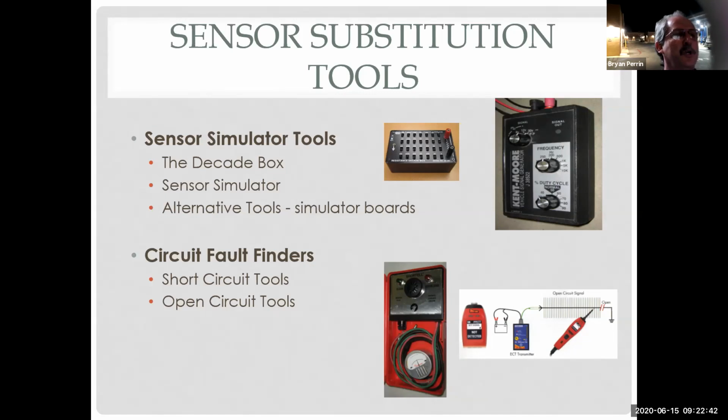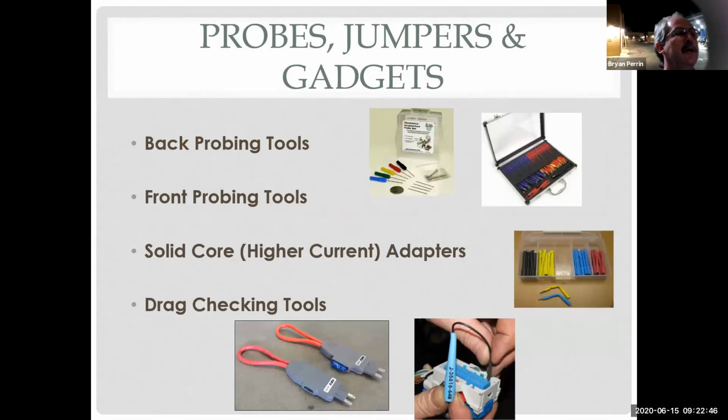There are some other circuit finders for finding opens and shorts in wiring. Again, just different tools. Back probing tools for back probing wires, which we'll get into when I talk about sensors. Some front probing tools. These are calibrated for the exact size of the connector, so we can plug connectors together and make harnesses, or test them or look for loose connections.